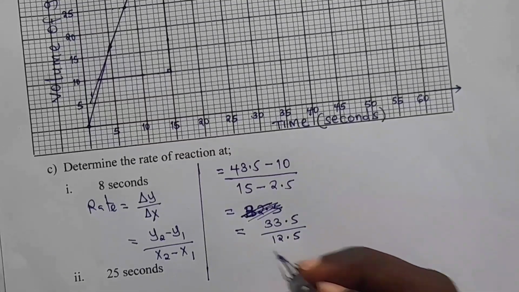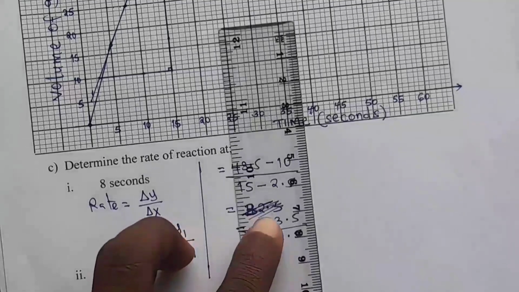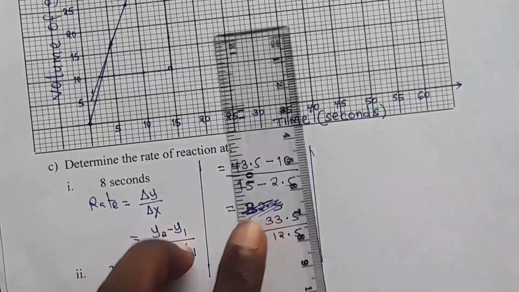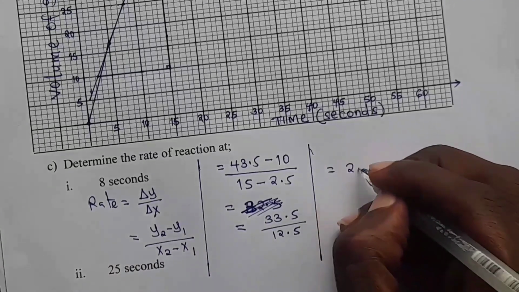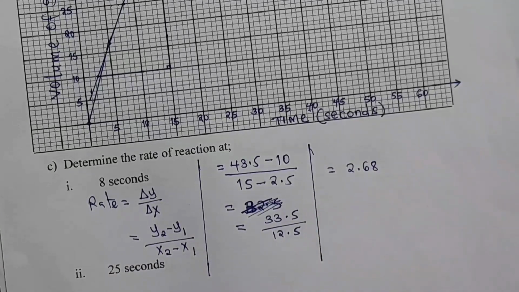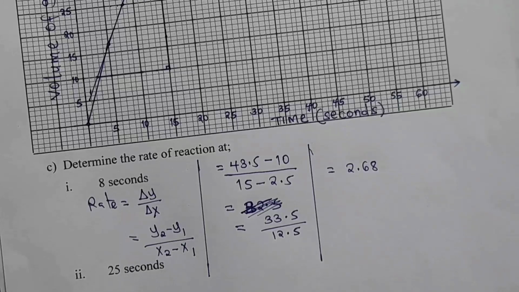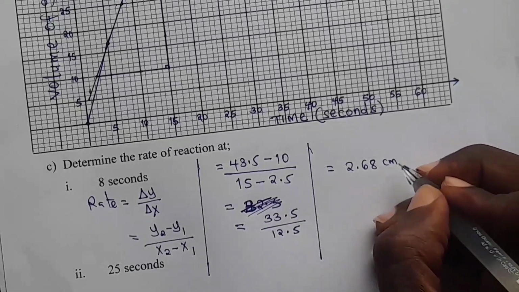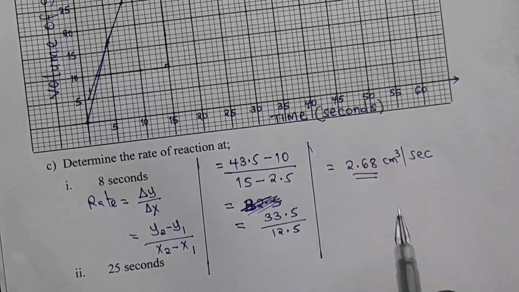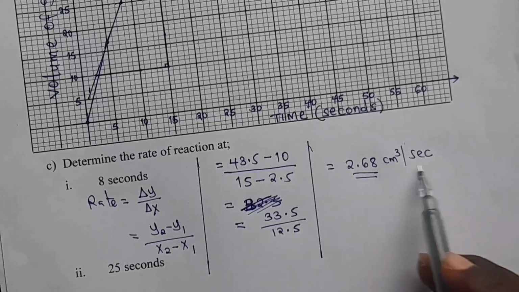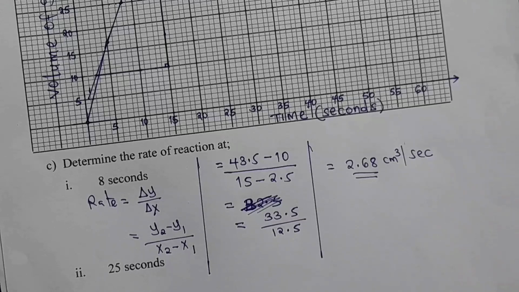So if we put these values in the calculator, we are going to get 2.68. So what will be the unit for this rate? It will be centimeter cube per second, because the volume was in centimeter cube and the time was in seconds.